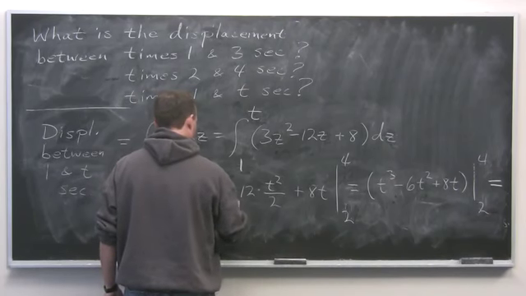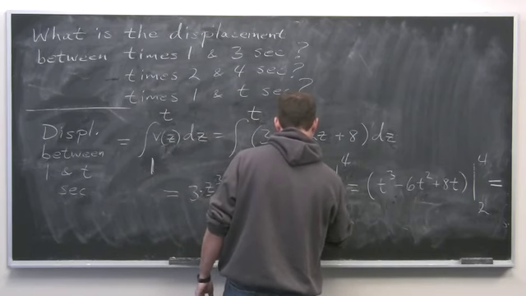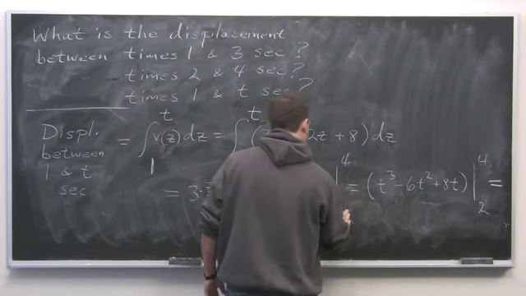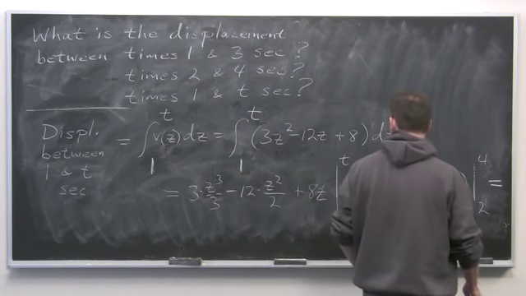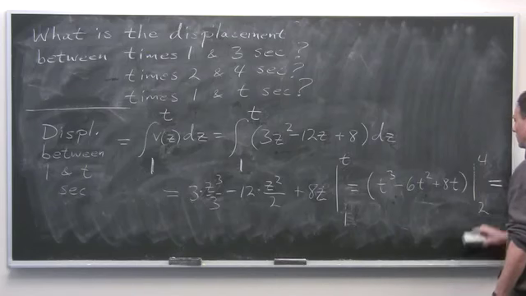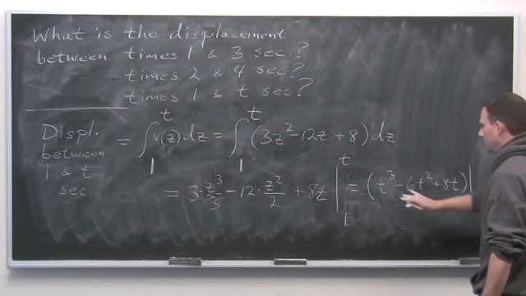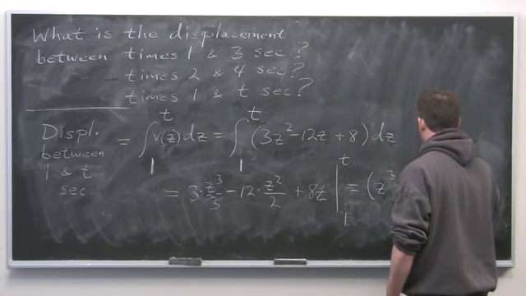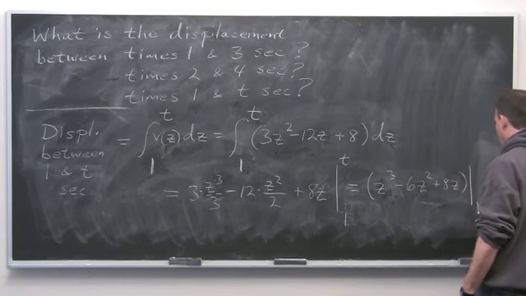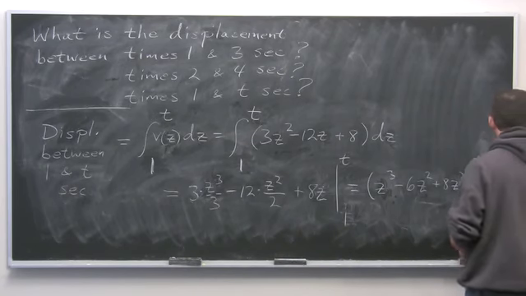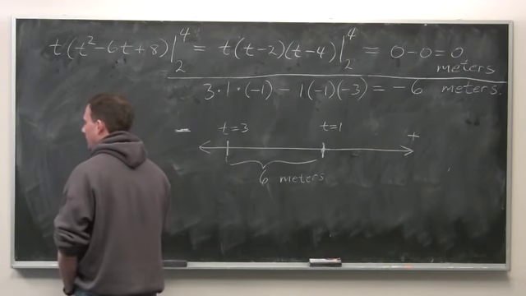So I'll change this to a z, oh, not that, 8z. But this is now a 1. This is a t. So what do we get? We get z cubed minus 6z squared plus 8z evaluated from 1 to t. And so what we get for the displacement as a function of time.